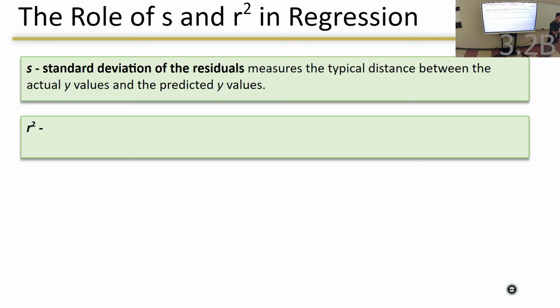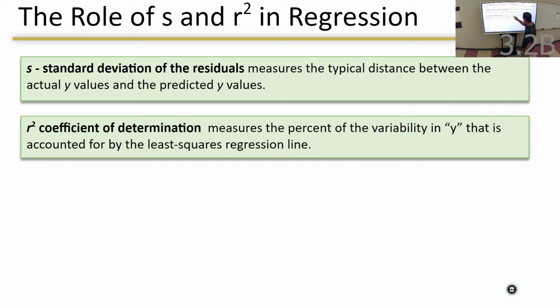Okay? It is the percent of variability. Remember those words. It measures the percent of variability in Y. Of course, I have Y in quotes because we're always going to put Y in context. The percent of variability in Y that's explained by the LSRL. The LSRL is explaining the percent of variability.